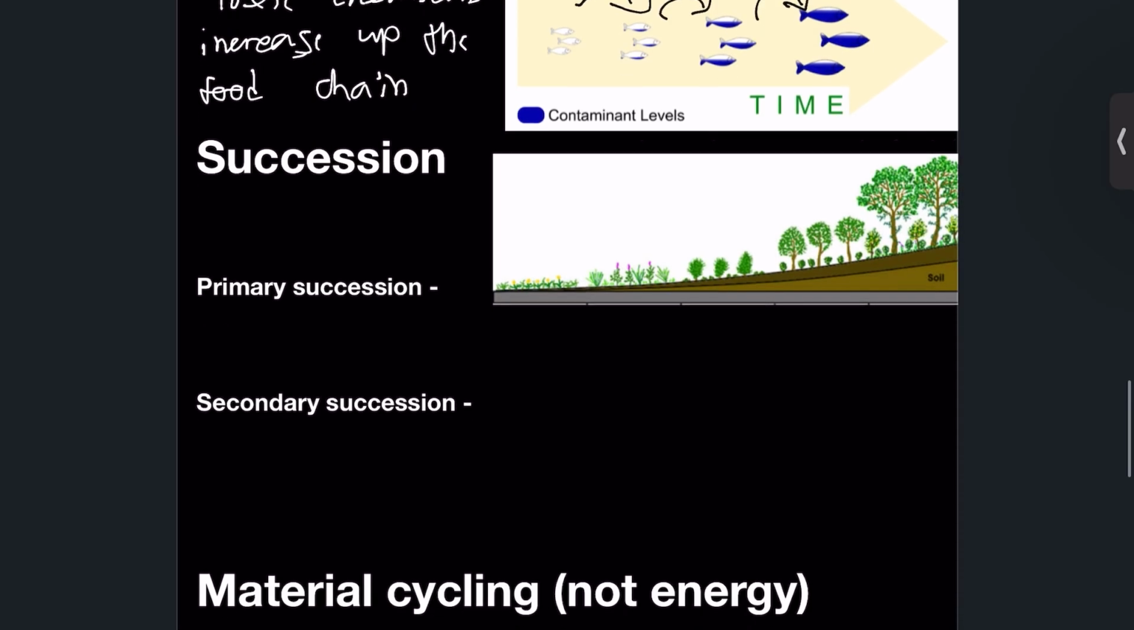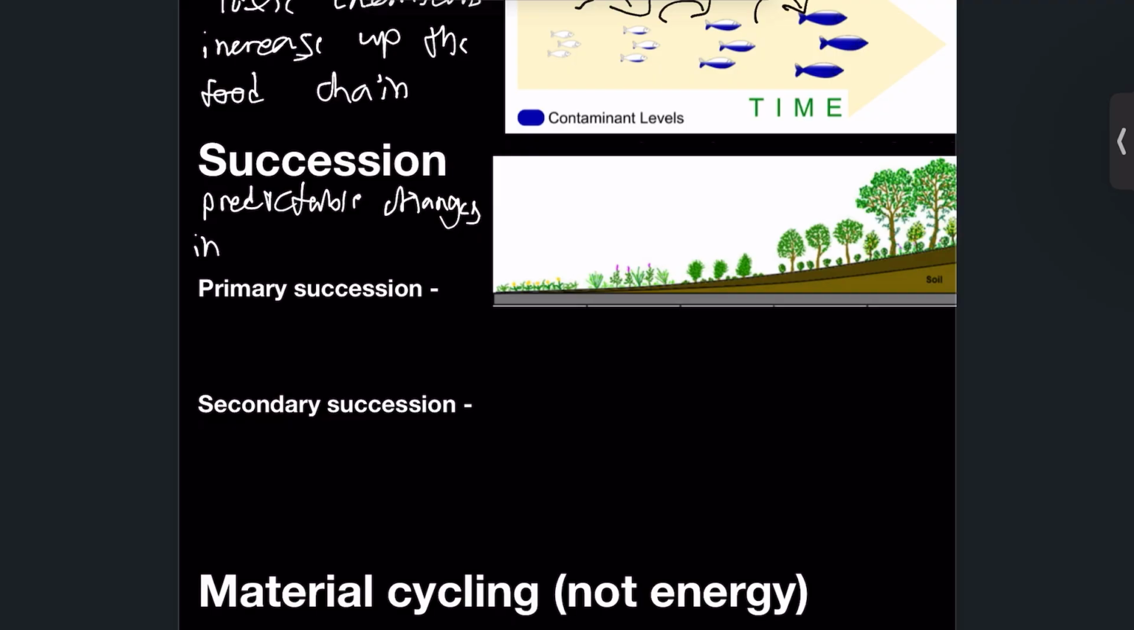Now, the next one we have is succession. An ecological succession is the predictable changes that occur in an ecosystem until a stable ecosystem is reached. So what this means is that after any form of disruption, or if there is no life in an area, we see life come back and the ecosystem can be restored. So this is really just predictable changes in an ecosystem.